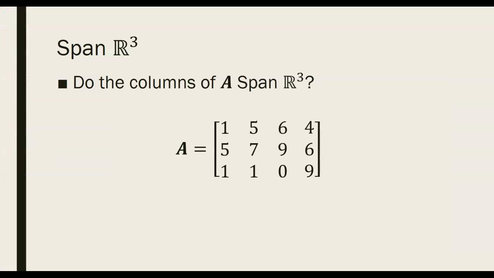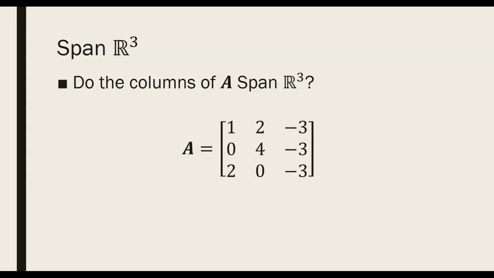All right, so let's take this question and say, do the columns of A span R3? I was on the wrong slide there for a second. A is 1, 2, -3, 0, 4, -3, 2, 0, -3. So again, we're going to think that there's this weird column of B that we can row reduce, and that column of B can end up as anything we want it to be.